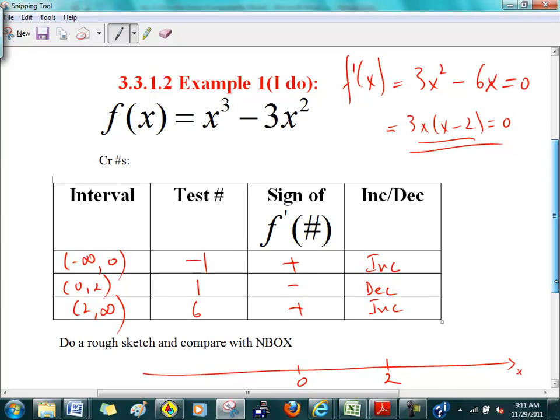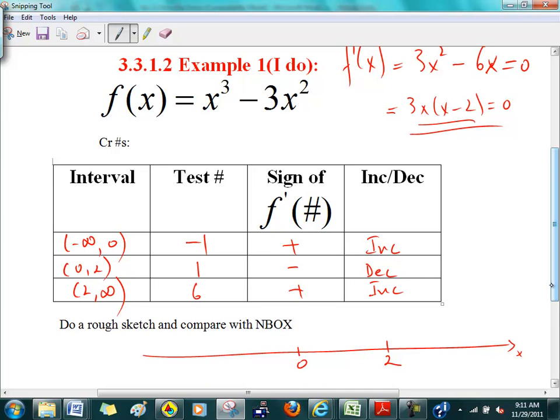Now I want to sketch a graph on this because I know whether the function is increasing or decreasing. Where you start out on the y value doesn't particularly matter. I want the shape of it. That's all I want. So I know the function starting out from minus infinity to 0 is increasing. So it's going to be going up and up until I get to x equals 0. And then it's going to decrease. So it's going to turn around.